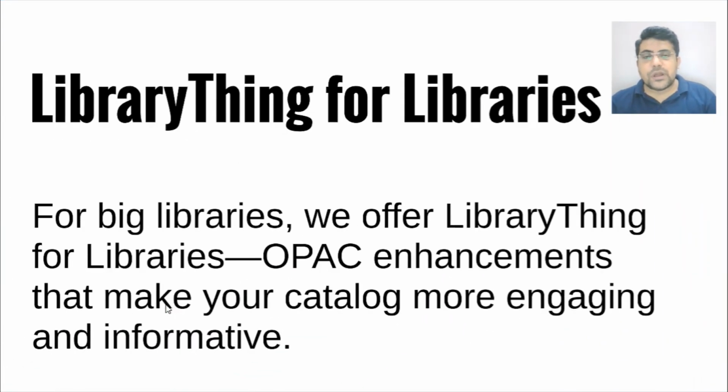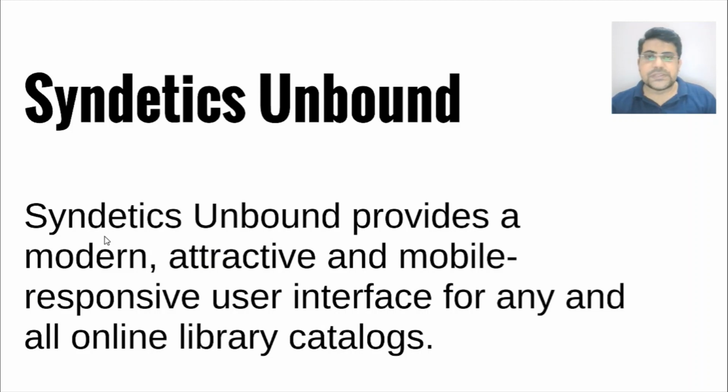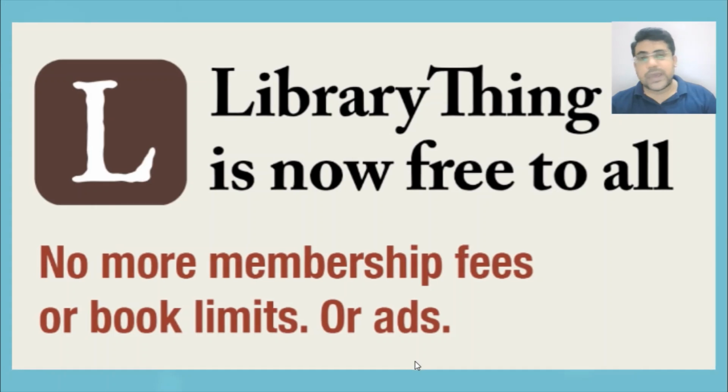LibraryThing for Libraries, also called Syndetics Unbound. For big libraries, they offer LibraryThing for Libraries, an OPAC enhancement that makes your catalog more engaging and informative. Syndetics Unbound provides a modern, attractive, and mobile responsive user interface for any and all online library catalogs. So you can enrich your library catalog with Syndetics Unbound.